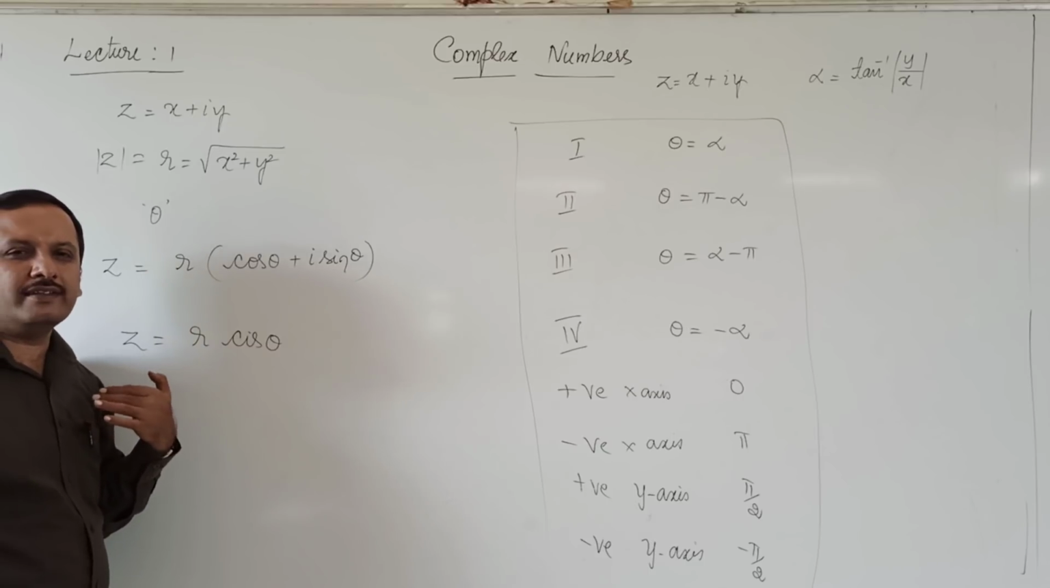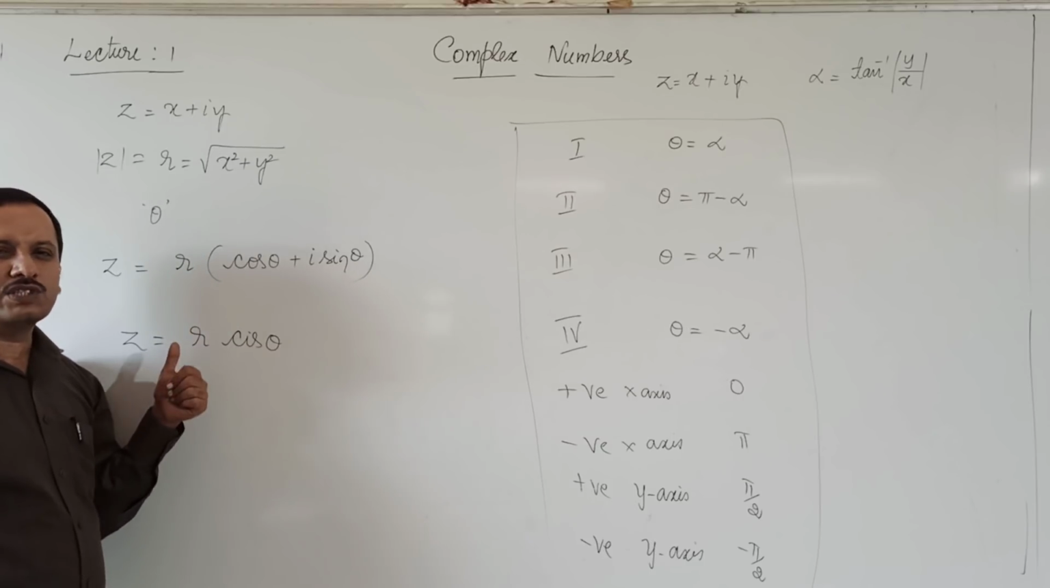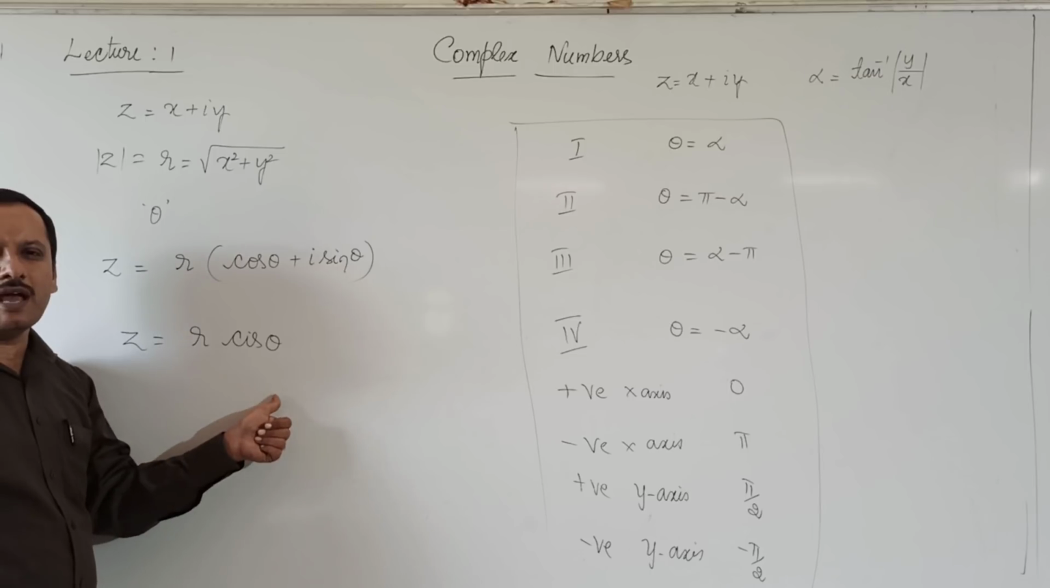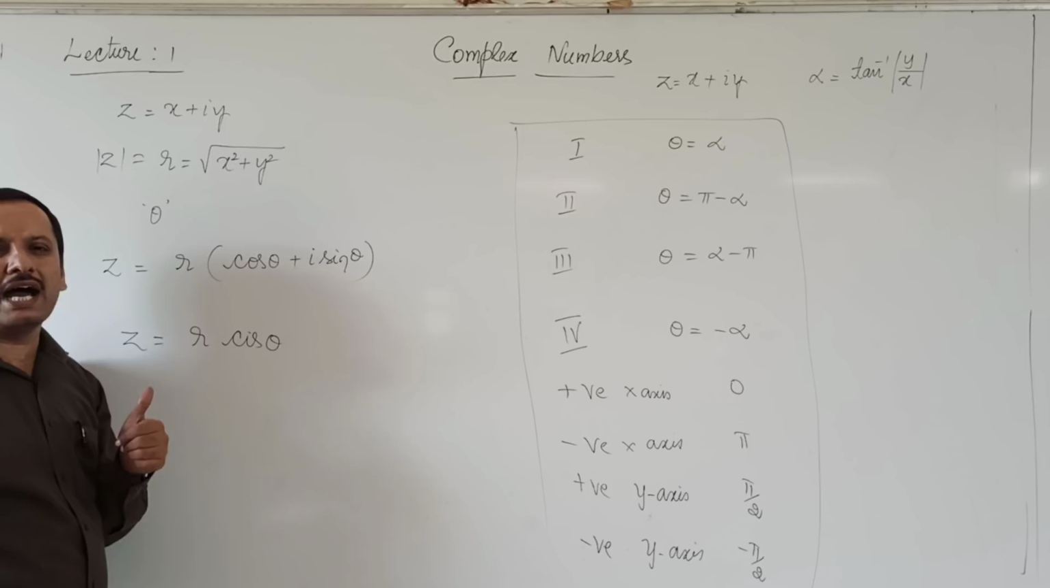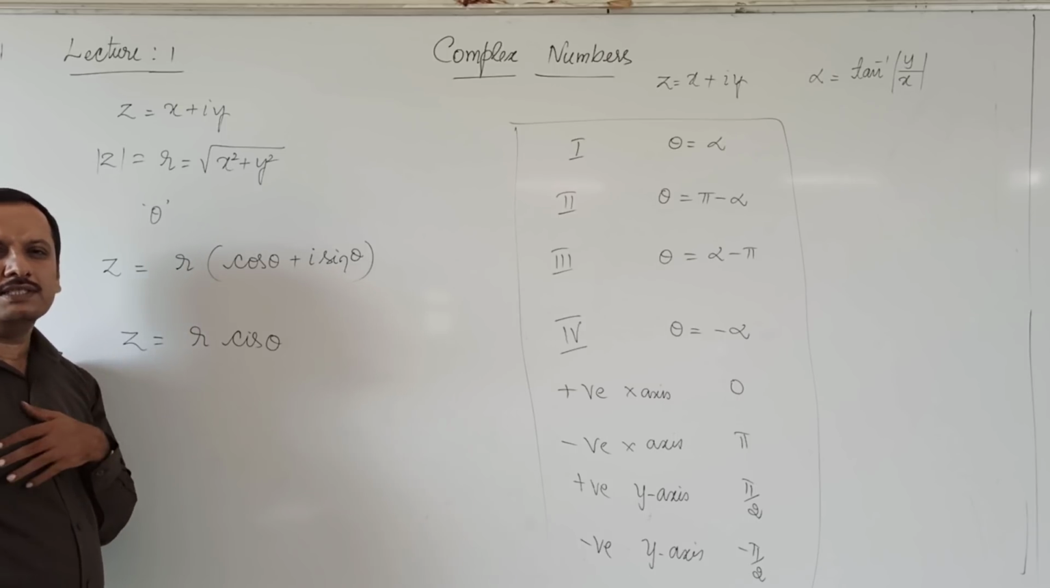So whenever you want to find the polar form of a complex number, first you find the modulus and then the amplitude. If r is the modulus and theta is the amplitude, then the polar form is given by r cis theta, or r into cos theta plus i sin theta. Is that clear?